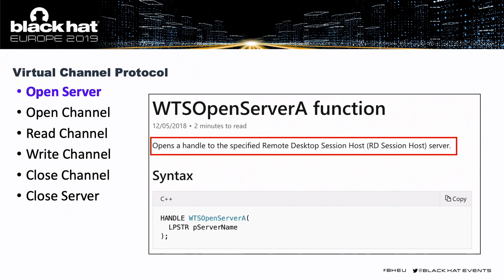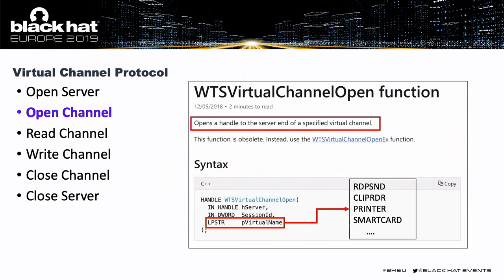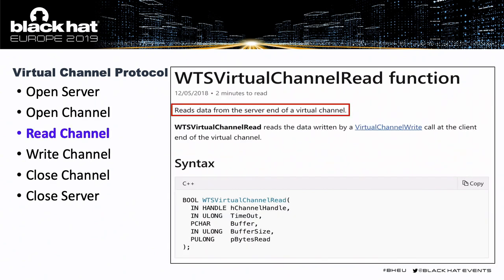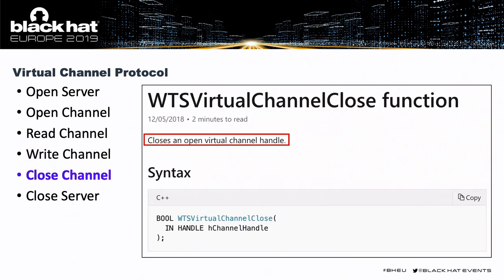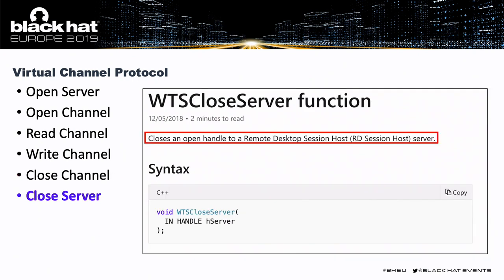The open server function gets a handle to the connected session. The server name parameter is localhost. The open channel function opens a handle to the server end of the specified virtual channel. It takes a connected session's handle and a virtual channel name as arguments. The read channel function reads data from a specific channel. The write channel function writes data to the server end of a virtual channel. The RDP server and client can exchange data through this channel. The close channel function closes an open channel. The close server function closes the open handle to the remote desktop session.